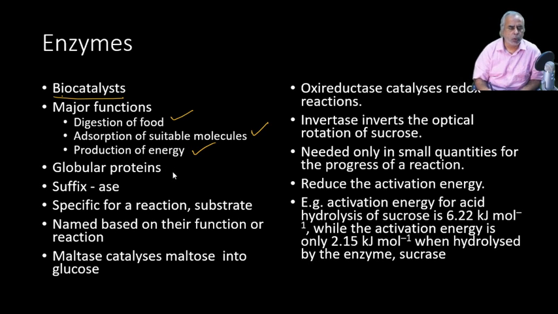Enzymes are globular proteins, meaning they have globular, spherical structures. These enzymes generally have the suffix -ase. An -ase is an enzyme that affects a specific sugar. In fact, these enzymes are very specific for a reaction, and very specific on the reaction site, that is called the substrate. They are named based on their function or the reaction.